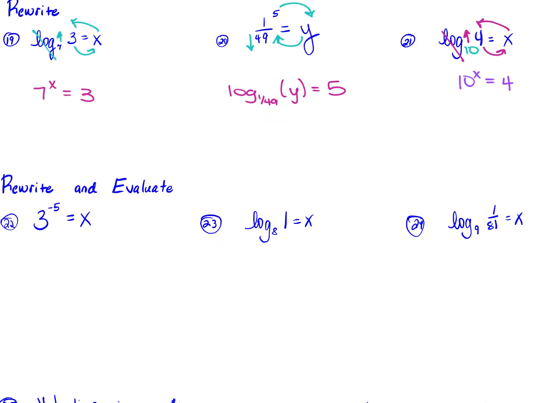For your next section, you're rewriting and evaluating. For 22, it gives you 3 to the negative 5th power is equal to x. If we rewrite this, it's the same exact thing as saying x is equal to 1 over 3 to the 5th power. Remember, those negative powers take the reciprocal of the term that they're attached to, and then you just simplify it from there. So 3 to the 5th power is 243, so x is going to equal 1 over 243.